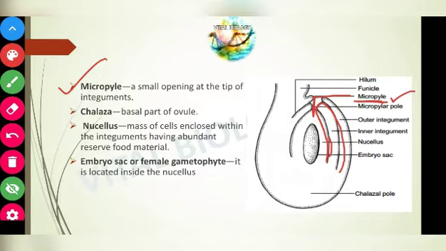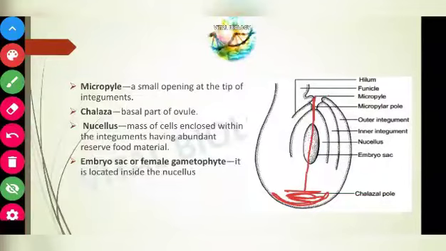The next point is the chalaza. This chalaza is at the basal part of the ovule. Here you can observe this is the chalaza, and it is opposite to the micropyle. If this is the micropyle, the chalaza is present oppositely here. This end is the chalazal pole.